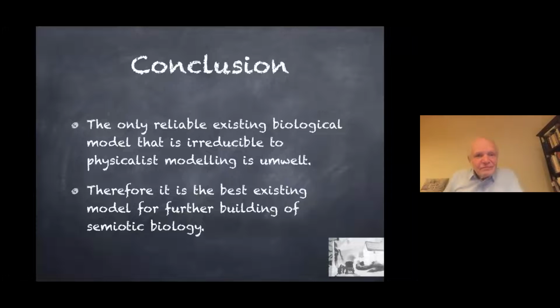Conclusion. The only reliable existing biological model that is irreducible to causal modeling is Umwelt. Therefore, it is the best existing model for further building of semiotic biology.